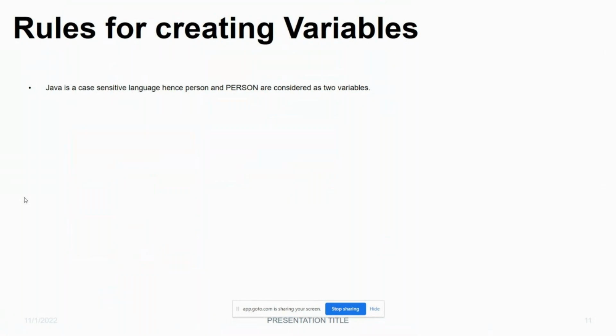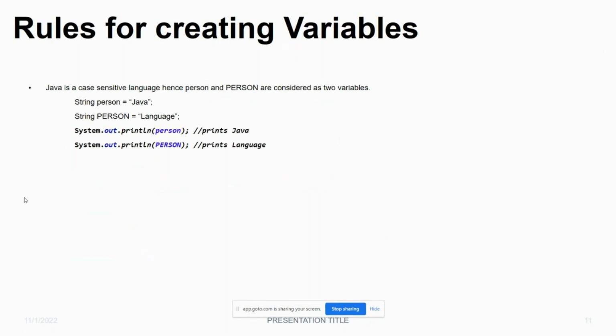So whatever we have written in lower case and upper case is quite different and gives different meanings, like string person equals Java and string Person equals language. When you print the first person, it will give you Java, and the second time it will print language. Though for us as humans, with our eyes, we can easily see that both are the same, right, Naveen? Why am I getting different output? It is because of the case sensitivity in Java.